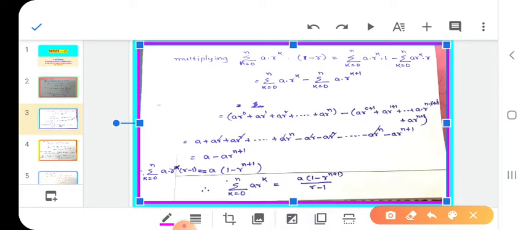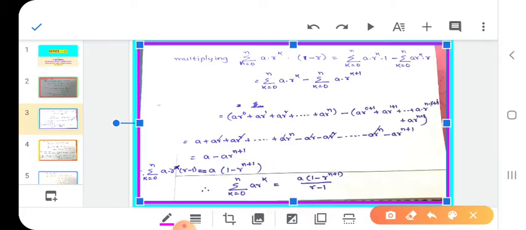What is the value of this one? By multiplying both these two values, we get these values. What are they? Summation k equals 0 to n a into r power k into 1 minus r. The value is, we get what? A into 1 minus r power n plus 1.